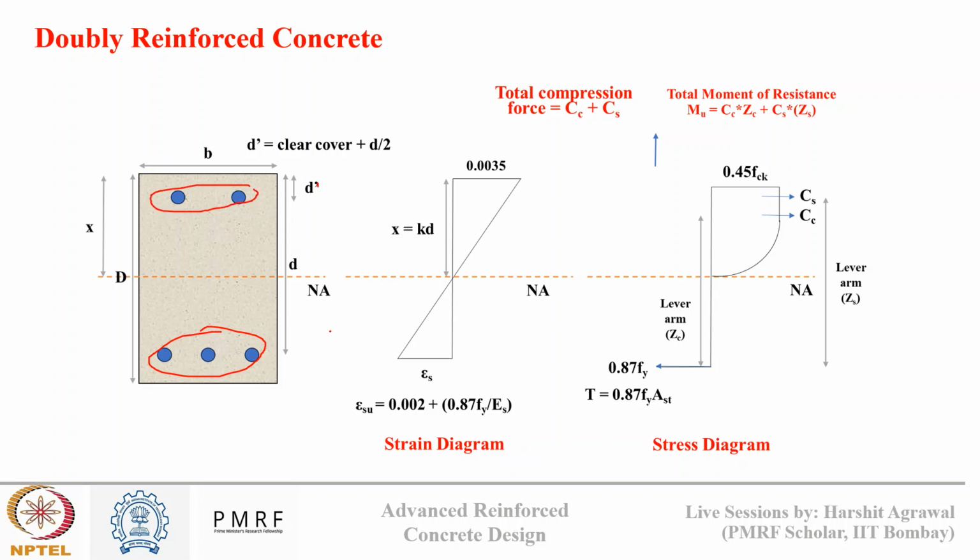Okay, so now the strain distribution remains the same. We follow the assumption of elastic beam theory, which says that plane sections remain plane after bending.